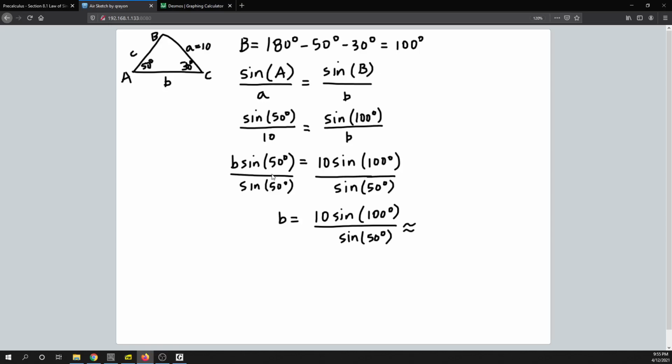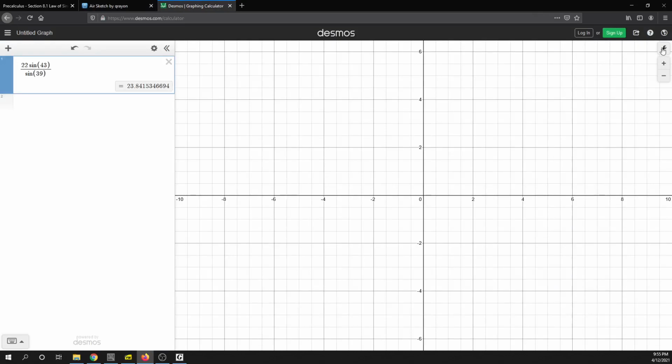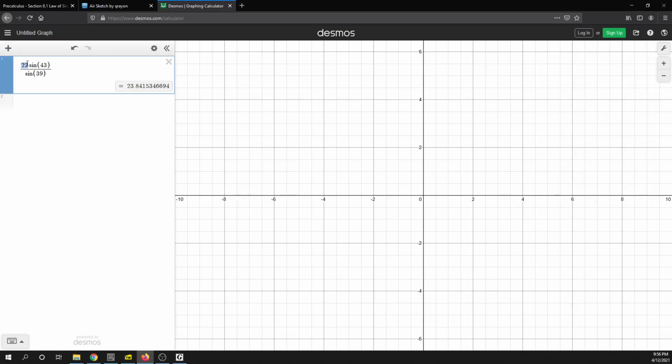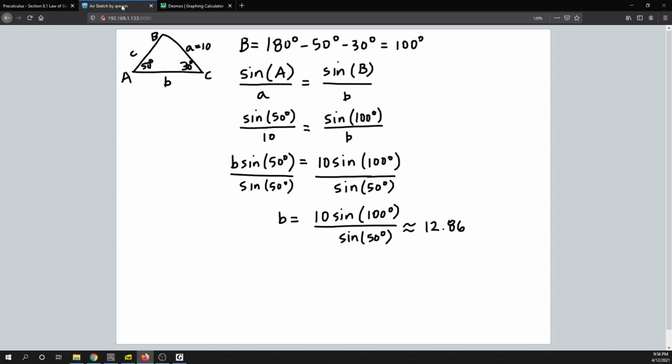And that is going to be approximately, going to the calculator, making sure that we are in degree mode, which we are. All right, and it's going to be 10 sine of 100 over sine of 50. All right, and that's going to come out to be 12.86 to 2 decimal places. Okay. All right, and then we are going to repeat that with c.